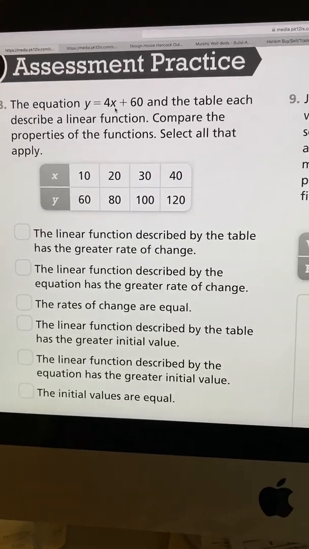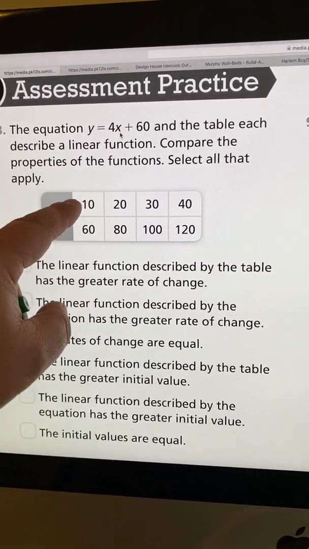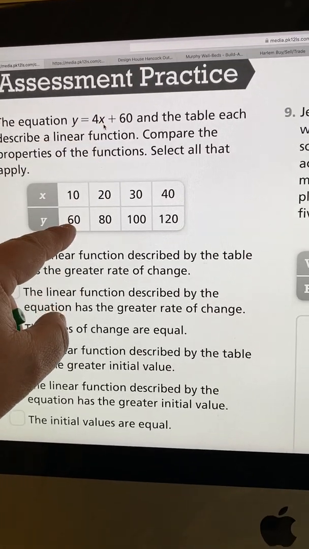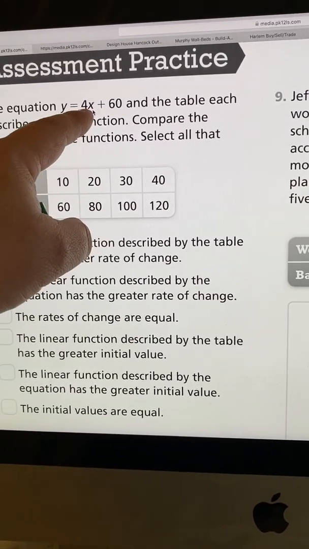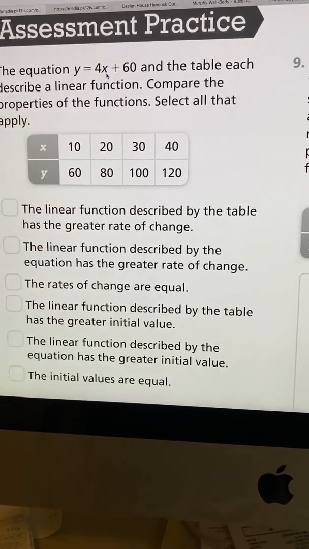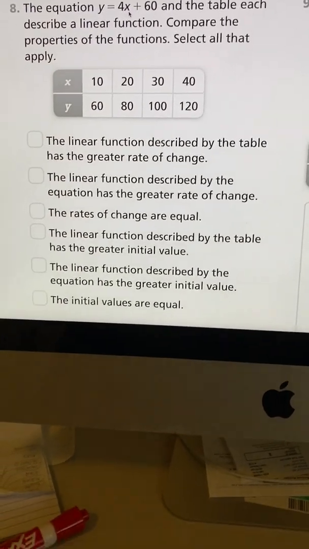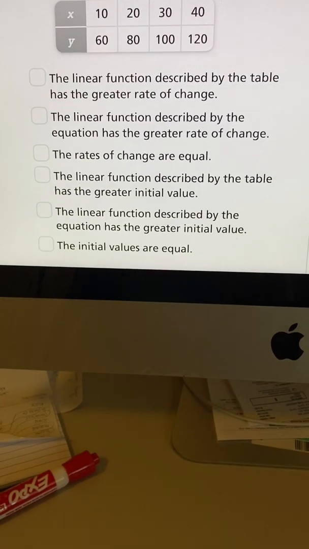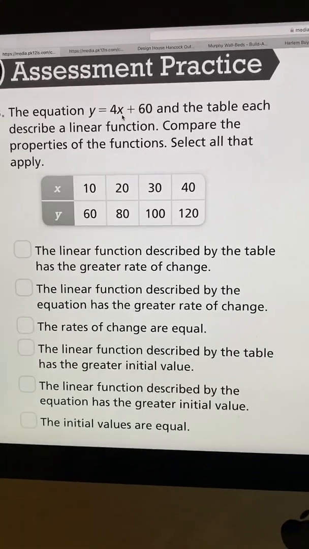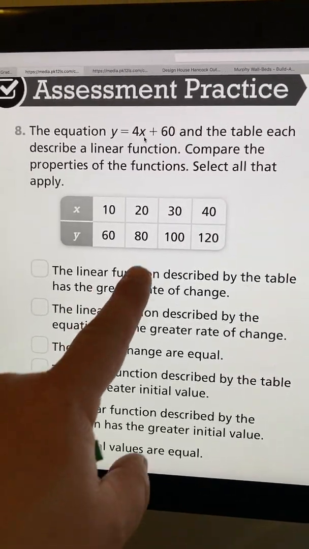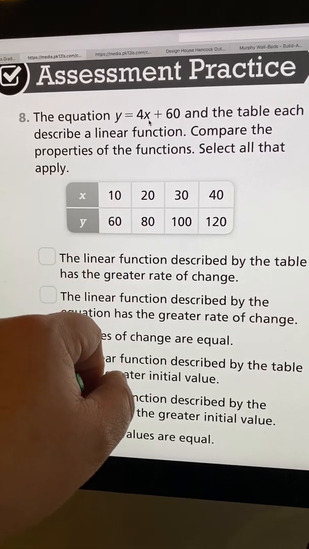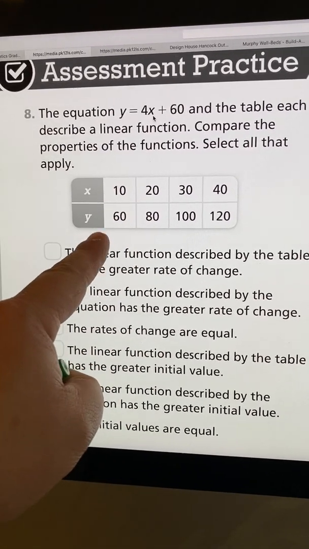Okay, so I'm telling you right now, the equation, just in the first part of it, you put the 10 in there for the x, you put the 60 in there for the y. 4 times 10 is 40 plus 60. Y should be 100 right off the bat. Boo. Okay. The linear function described in the table has a greater rate of change. Okay. So my rate of change, 80 minus 60 is 20. 20 minus 10 is 10. And 20 divided by 10 is 2.